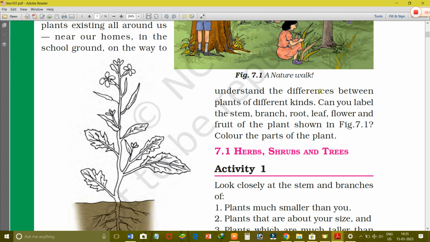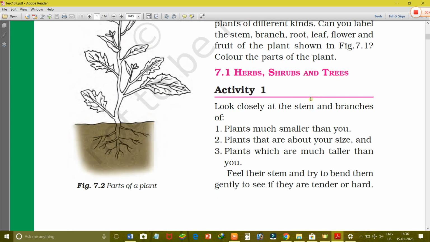Can you label the stem, branch, root, leaf, flower and fruit of the plant shown in figure 7.1? Color the parts of the plants. Herbs, shrubs, trees. Activity 1.